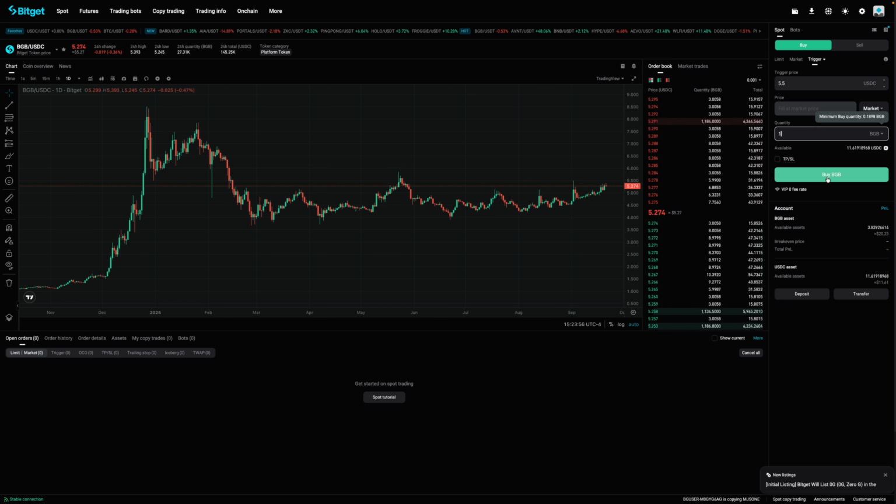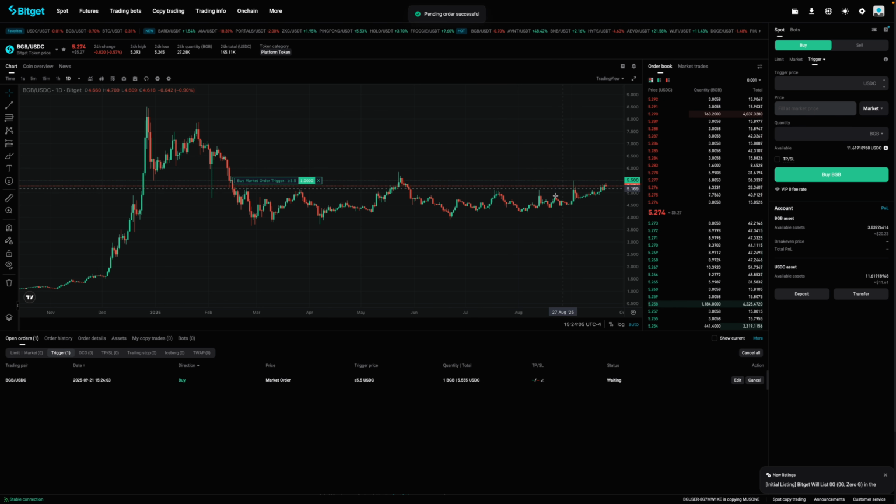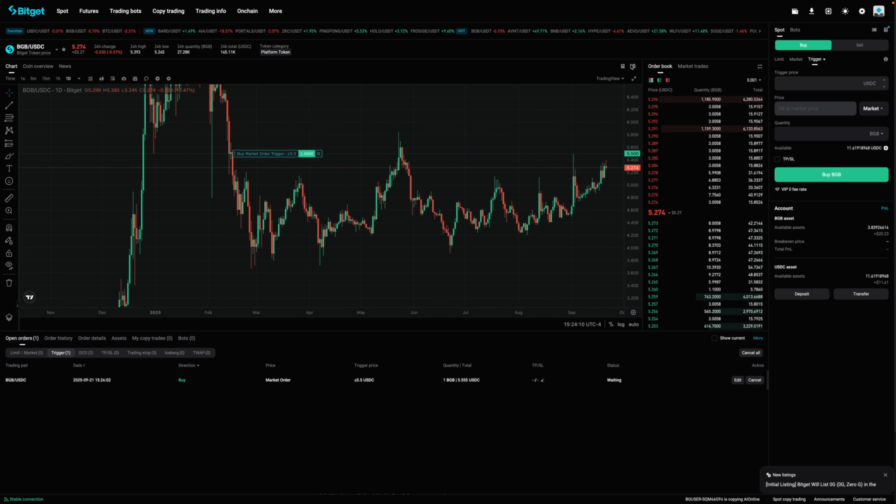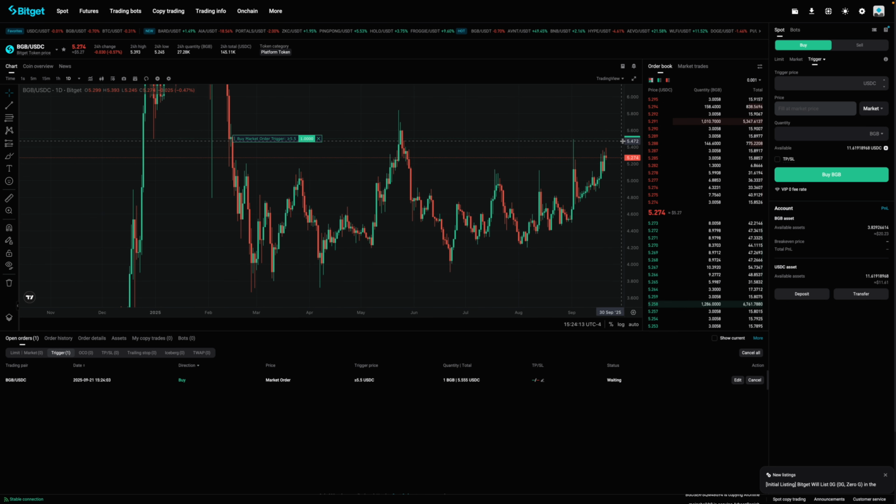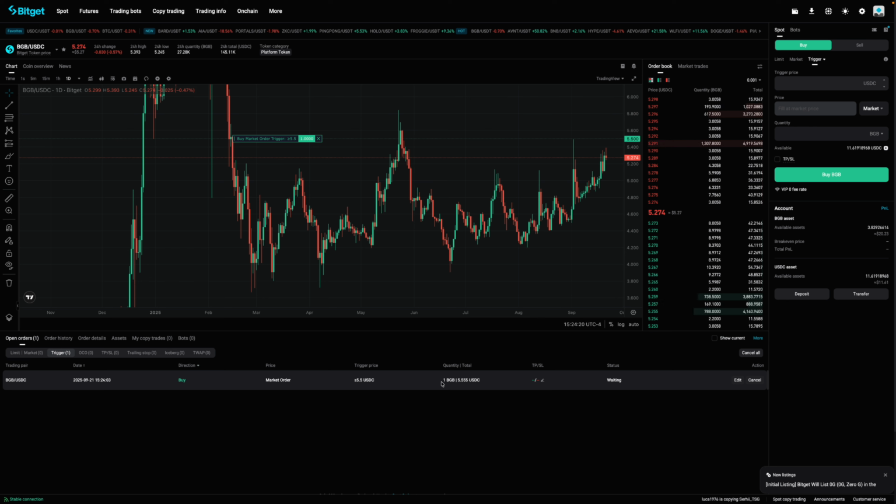So I like what I see. I would then click on buy BGB. And as you can see, my trigger order has been placed. And what this means is that should the price of BGB go to $5.50, a market order will be placed and I will be purchasing 1 BGB.